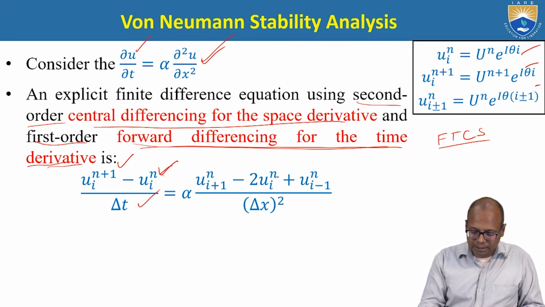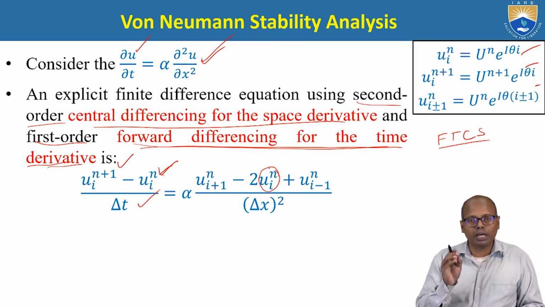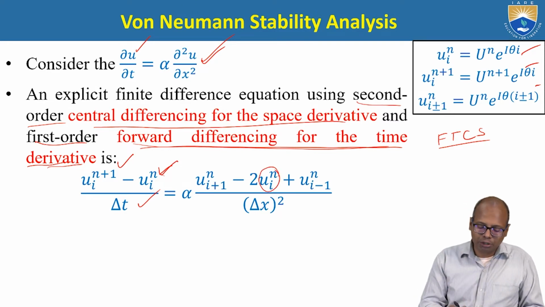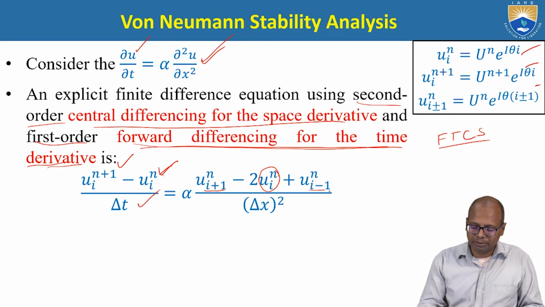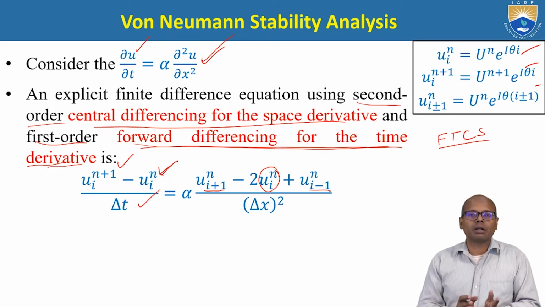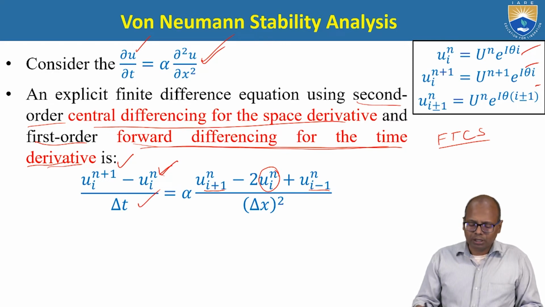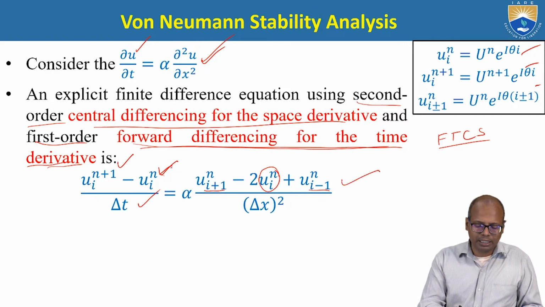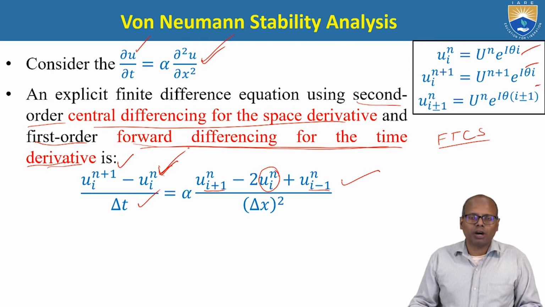Now here, this is the location where we are at. We are at a location i, and we are using the i plus 1th location and the i minus 1th location. So it is called central differencing, a central difference. Now in space it is a central difference, and in time it is a forward difference.